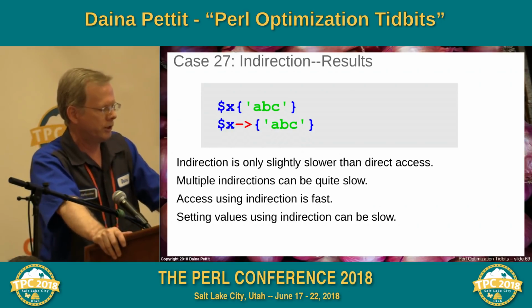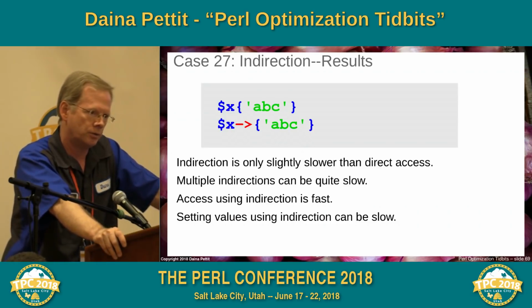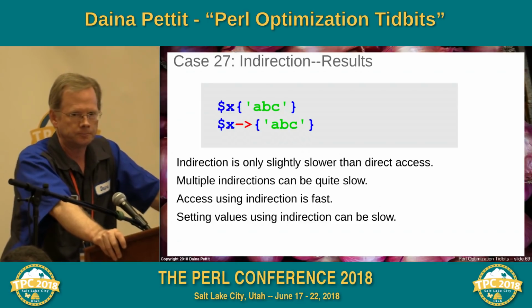Also, there's a difference when you're using indirection. If you're accessing a value using that indirection, then that's pretty fast. But if you're setting a value using indirection, it's slower, significantly slower.